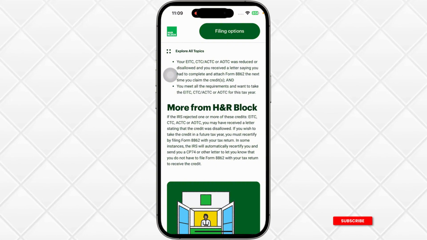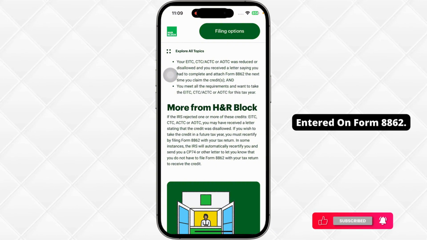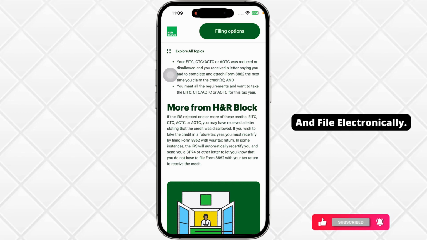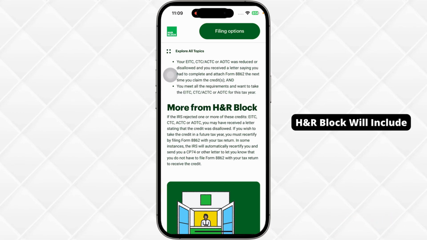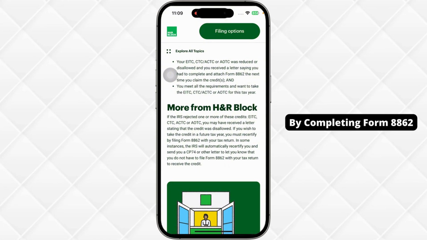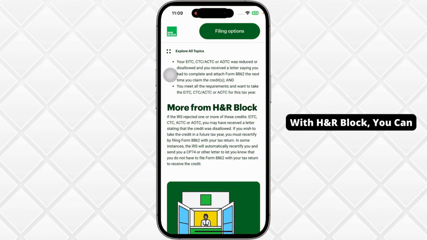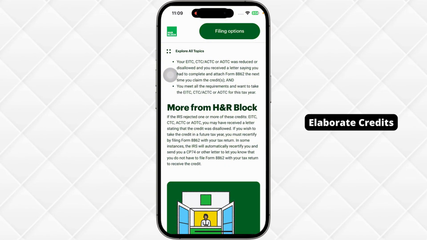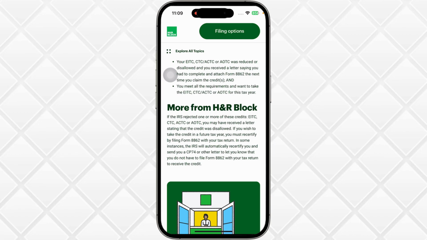Double check the information entered on Form 8862. Complete your tax return and file electronically. H&R Block will include Form 8862 with your return. By completing Form 8862 with H&R Block, you can attempt to reclaim disallowed credits if you meet the eligibility criteria.